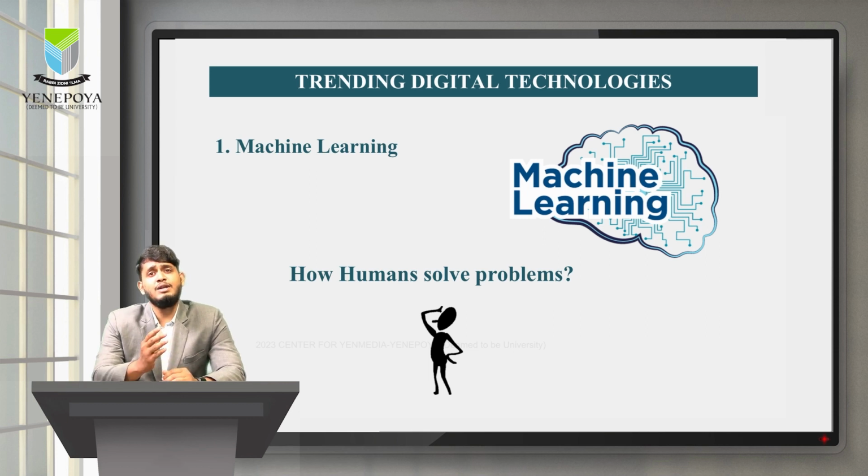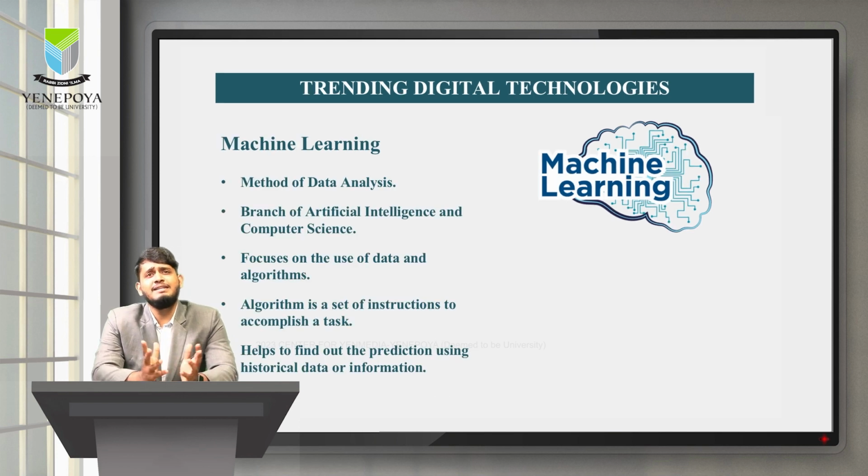It is a very long process for a human to solve the problem, as he has to undertake different studies and analysis on the root cause to find out a solution for the problem. But machine learning is something very different. Machine learning is a method of data analysis. It could also be mentioned as one of the branches of artificial intelligence and computer science.